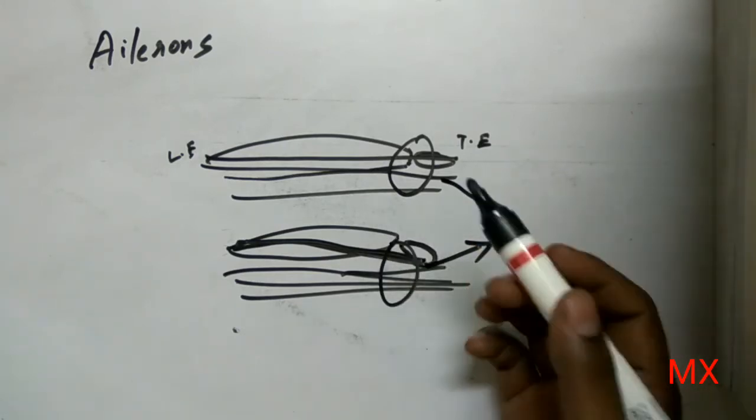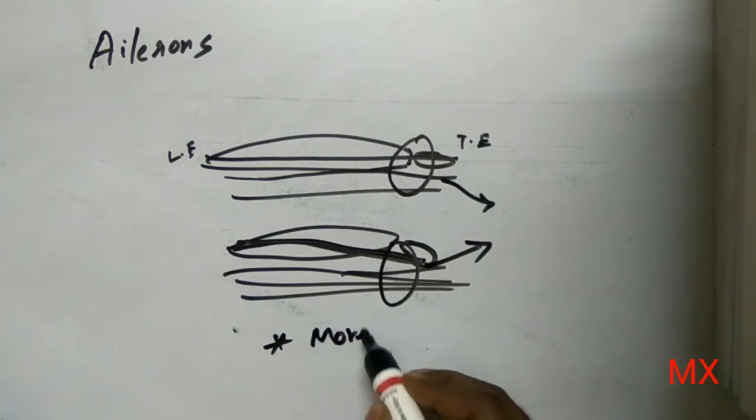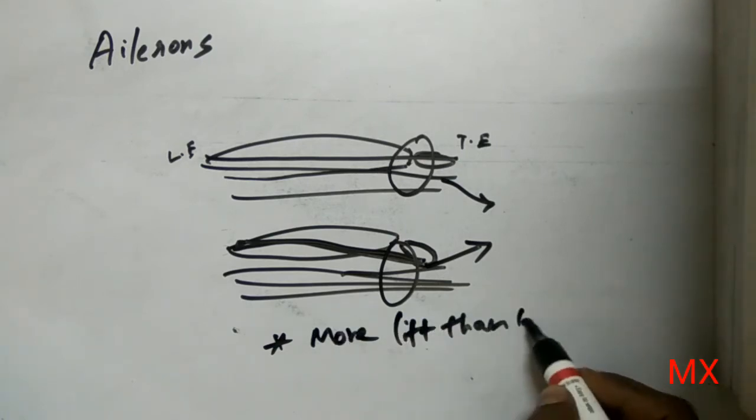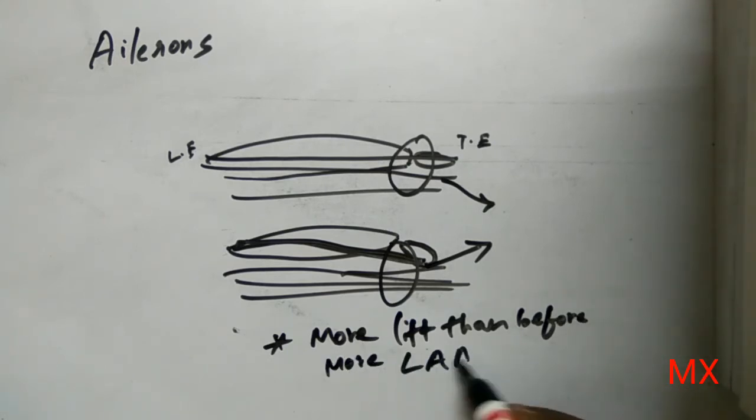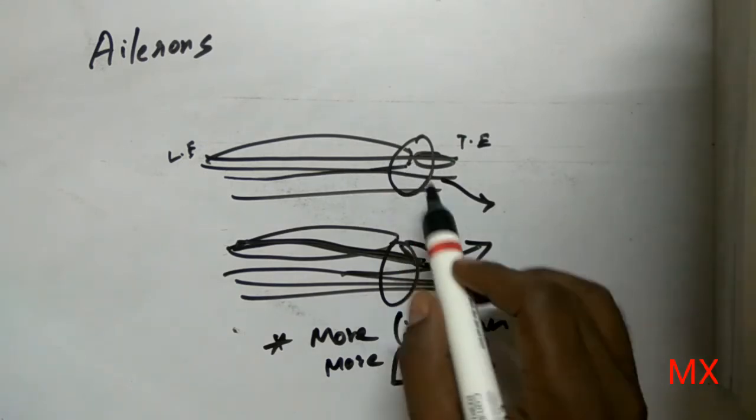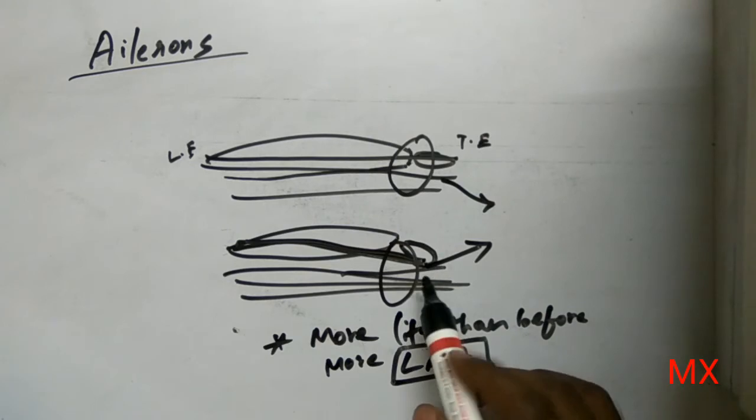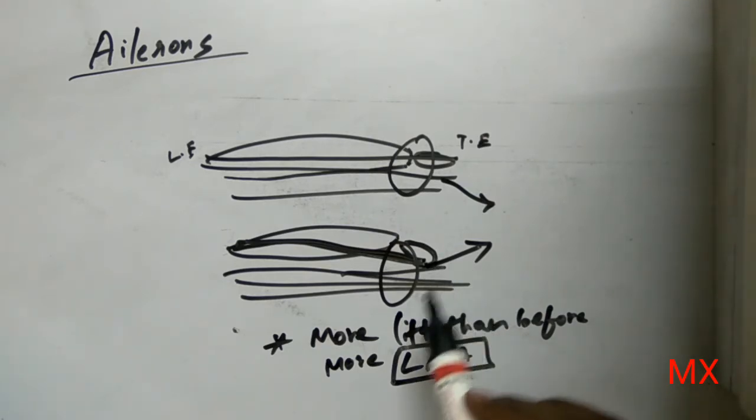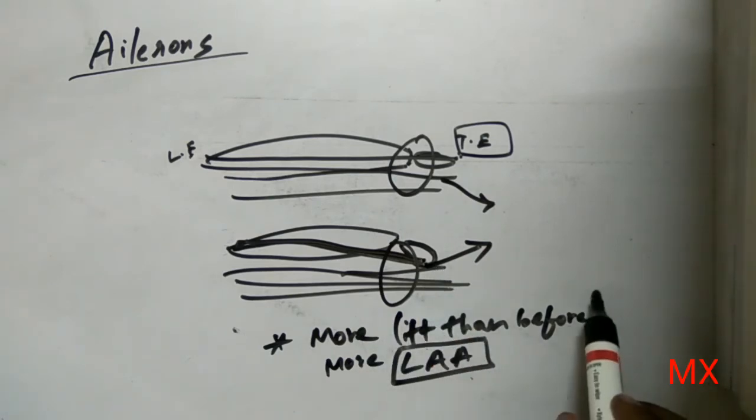Now there is more lift than before. So when you are moving this trailing edge, the main thing is that you are getting more lift than before. More lift in the sense, more angle of attack, that is large angle of attack. If you want to know what is large angle of attack, you should go to my last video and see what is large angle of attack and what is small angle of attack. So in this video we are going to see what is Ailerons and how by changing Ailerons the angle of attack becomes more. So in this concept, with this change in the angle of attack, now there is more lift than before, because this trailing edge is moved and it creates more angle of attack and it produces more lift than before.